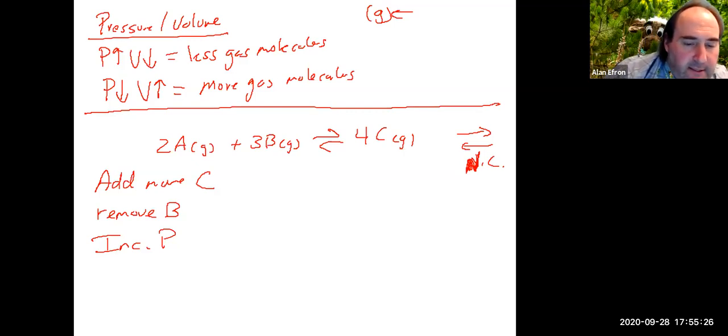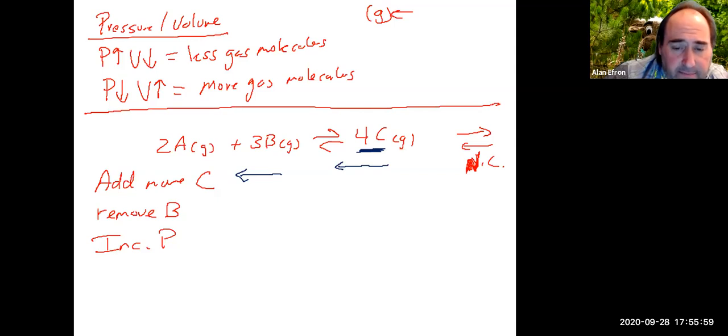Okay, so let's take a look. First off, we're adding more C. When you look at an equation, you want to think left-hand side, right-hand side. We're adding more C, which is over here on the right. When we add, it shifts away from the side we added it to. So it should shift to the left. Again, add away. Since we're adding products, it should shift away from that side and shift to the reactant side.